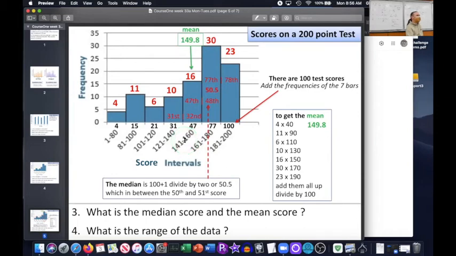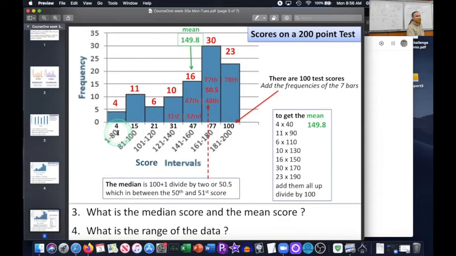Now to get the median, we're going to have to create a way to find the middle of the 100 numbers. So we could do the 100 plus 1 divided by 2, which would be 50.5. So we've got to find out where the 50th and 51st number are in order to find the median. Okay, what I did is I put on the bottom of the bars how many scores were less than or equal to the top number in the interval.